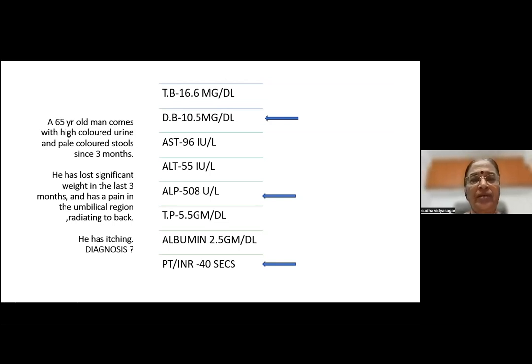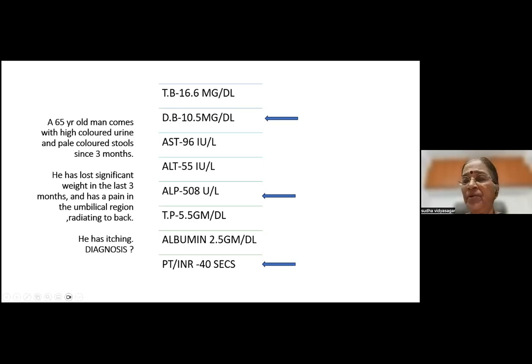Now let's look at the next problem. 65-year-old man comes with high colored urine and pale colored stools since 3 months. He has lost significant weight in the last 3 months, has a pain in the umbilical region radiating to the back. He has itching. That's the LFT. What is the diagnosis? Yeah? What's the diagnosis, please? Okay. Somebody is writing this is an obstructive jaundice with a periampullary CA.